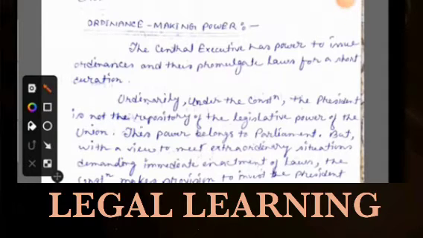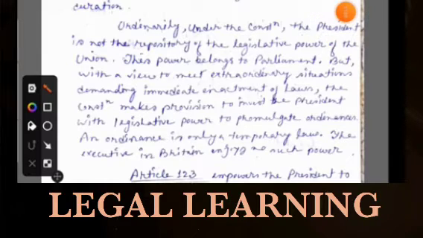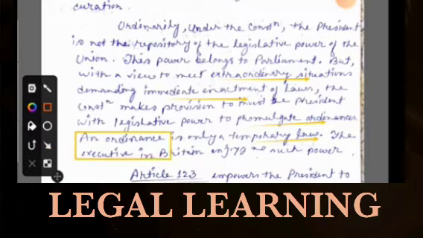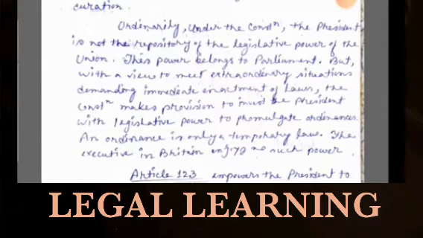Why is ordinance making power required? When there are two houses, there are sessions of Parliament, sessions of the Lok Sabha. So in case of emergency, when there is an extraordinary situation which demands immediate enactment of laws, in that case the President has the legislative power to promulgate an ordinance, and the ordinance is a temporary law. And it is important that the executive in Britain enjoys no such power. So only the President enjoys this power. Ordinance making, 1, 2, 3.